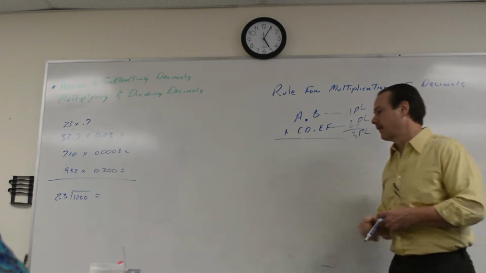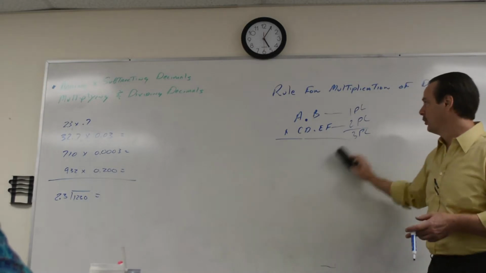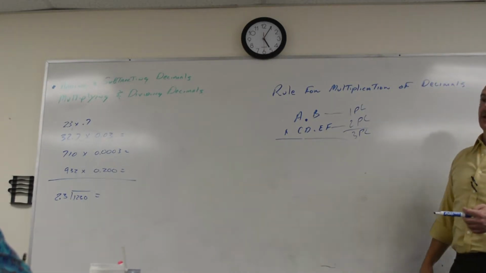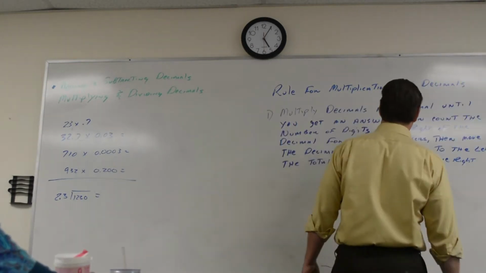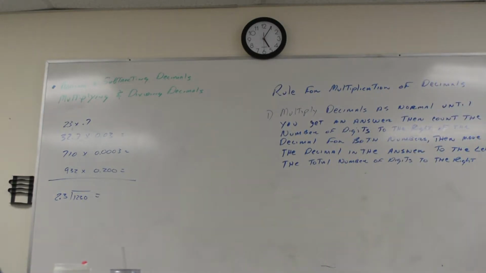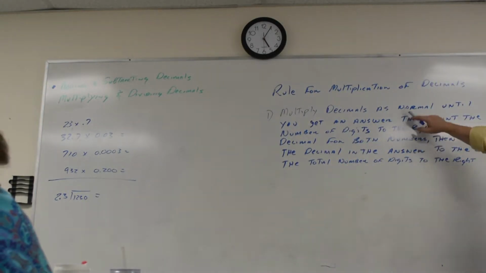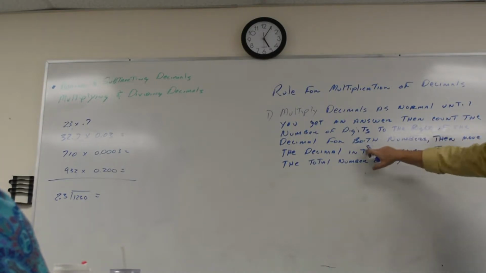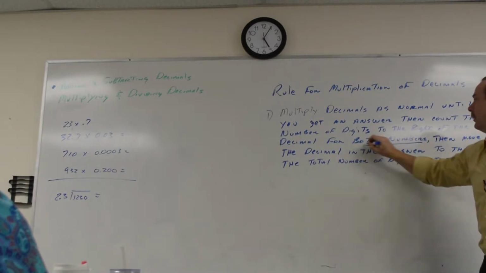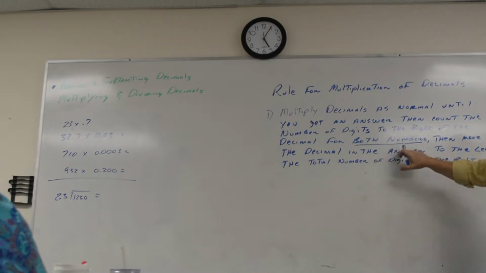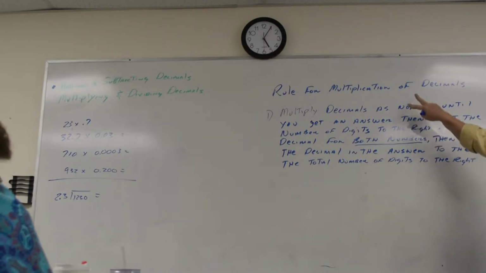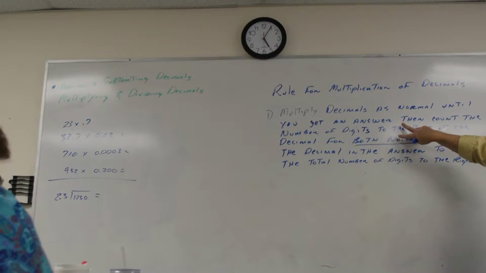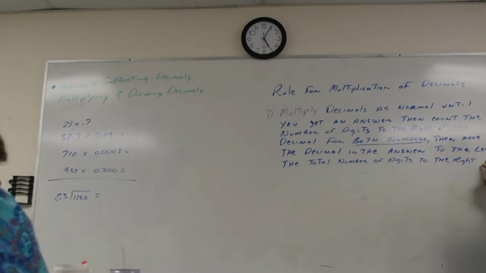Everybody follow me? We'll do a couple of examples also. I'll give you a second to get this down. This probably isn't as clear cut as it should be. Multiply the decimals as normal until you get to the answer. Then count the number of digits to the right of the decimal for both numbers. That's the key part here. Then move your decimal in the answer to the left the total number of digits to the right. So if you had 2 on the first number and 2 on the second, the total is 4, so you move your decimal 4 places to the left in your answer.